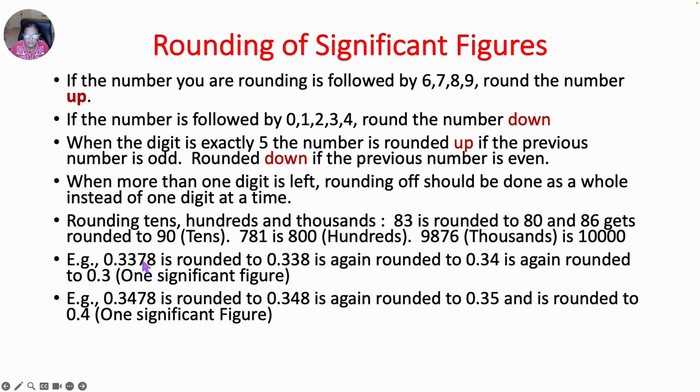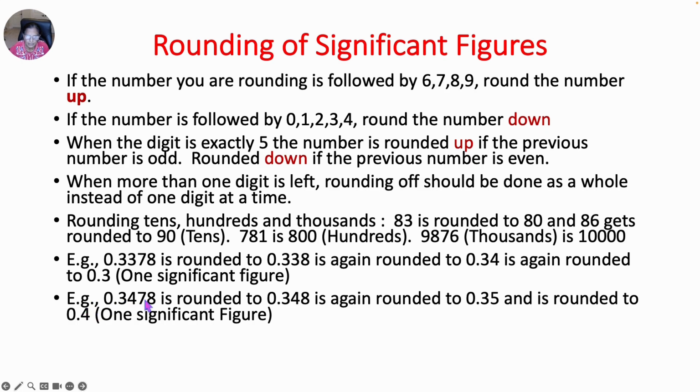Example, 0.3378. If you are rounding step by step, it will be rounded to 0.338 in the first place because the last digit 8 is greater than 5, so the previous number goes up by 1. If you want to round it further, the 8 in 0.338 is greater than 5, so the previous number becomes 4, 0.34. And if you want to round it further to one significant figure, 4 is less than 5, so it gets dropped and the number becomes 0.3.